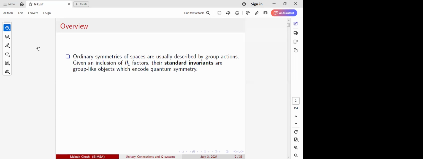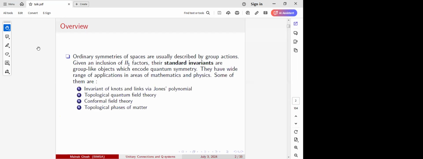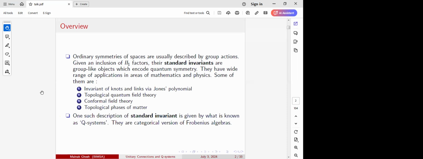Now, the standard invariants have wide applications in various areas of maths and physics. Some of them are in the study of invariants of knots and links, the Jones polynomial, topological quantum field theory, conformal field theory, and topological phases of matter. One such description of standard invariants is given by what are known as Q-systems, and they can be thought of as a categorical version of Frobenius algebras.